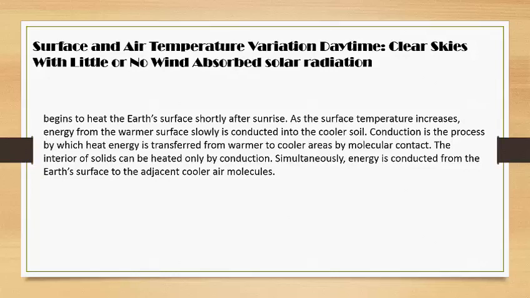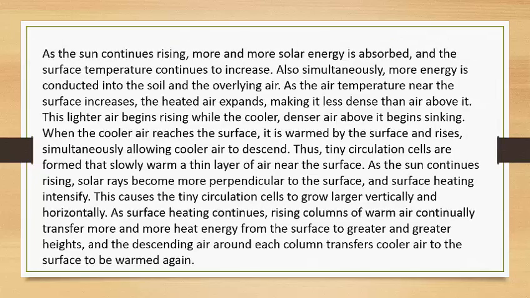Simultaneously, energy is conducted from the Earth's surface to the adjacent cooler air molecules. As the sun continues rising, more and more solar energy is absorbed and the surface temperature continues to increase. Also simultaneously, more energy is conducted into the soil and the overlying air. As the air temperature near the surface increases, the heated air expands, making it less dense than the air above it. This lighter air begins rising while the cooler, denser air above it begins sinking.